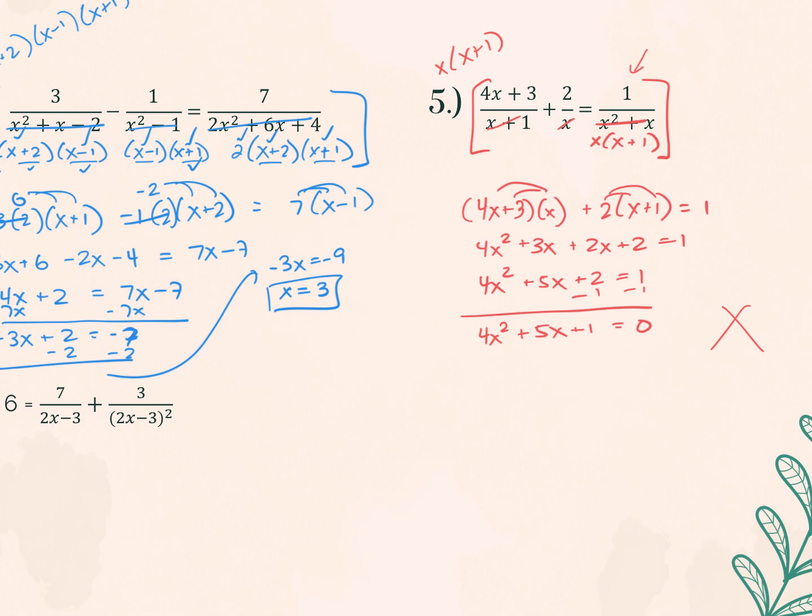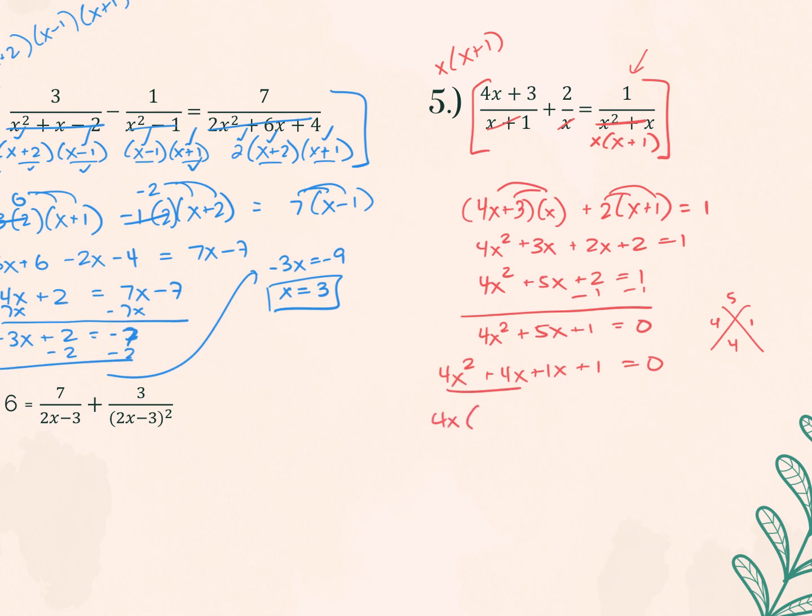Again, a is 4, so it's not as simple. What numbers multiply to 4 and add up to 5? Well, that's going to be 4 and 1. And so again, I expand it to 4 terms. 4x squared plus 4x plus 1x plus 1 equals 0.